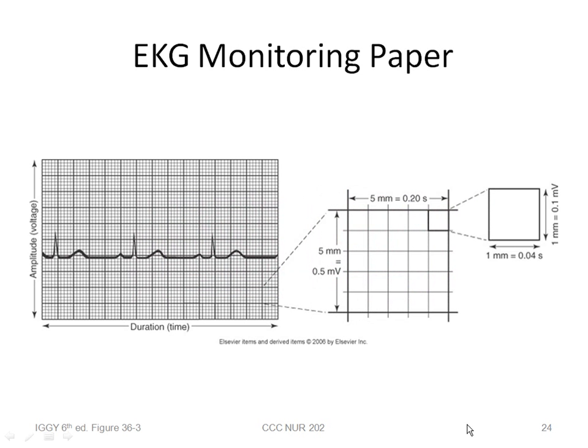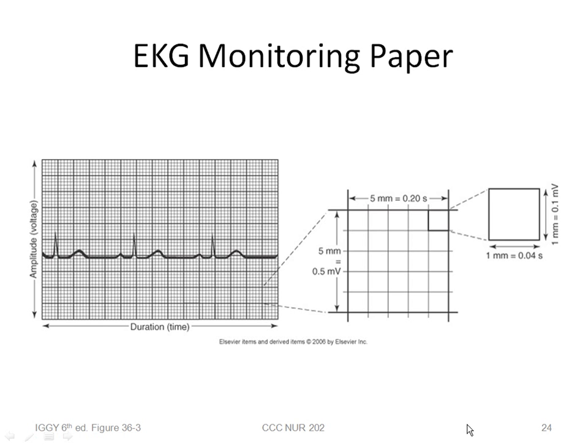When we look at the EKG paper, we've got to have a representation here. We have what we call the large box, which is this area here, from here to here. And then we have the small boxes, which are the little small boxes inside that one.